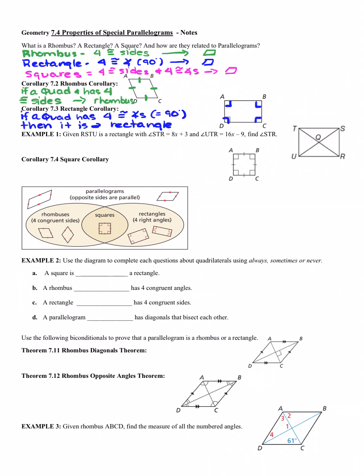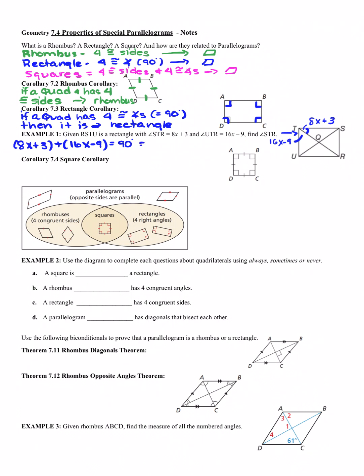So our first example here, given RSTU, so we're looking at this shape over here, is a rectangle. Angle STR, this angle right here, is 8x plus 3. Angle UTR, this angle right here, is 16x minus 9. So we know that those two angles together have to add up to 90. So we're just going to set up our equation. We know those two angles have to equal 90 degrees.